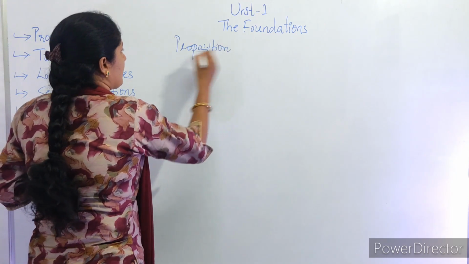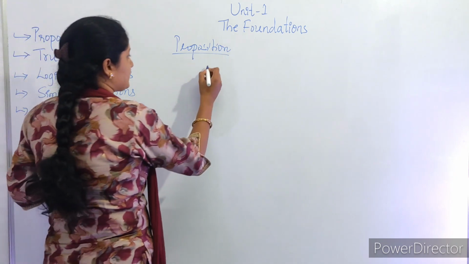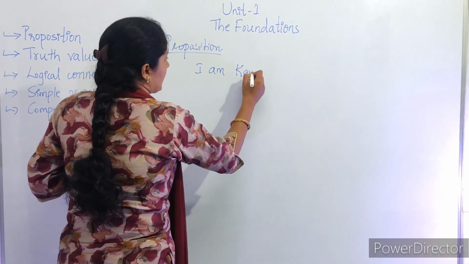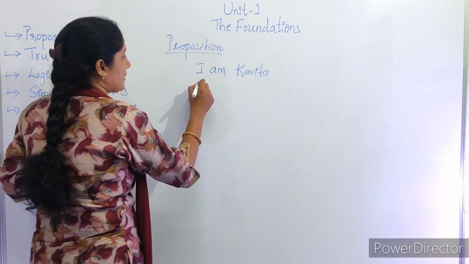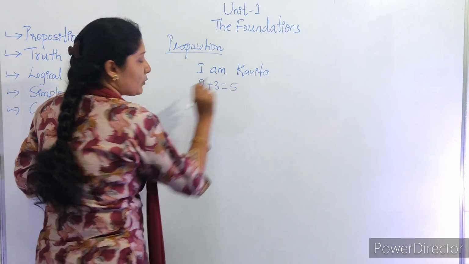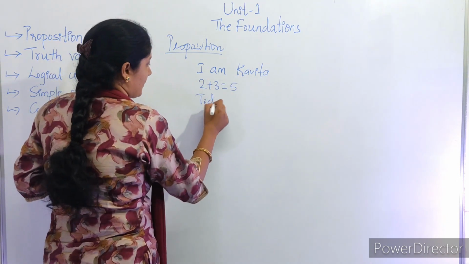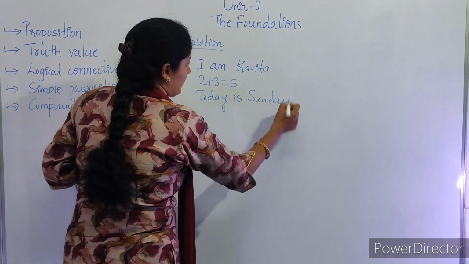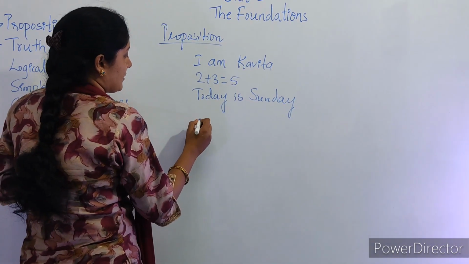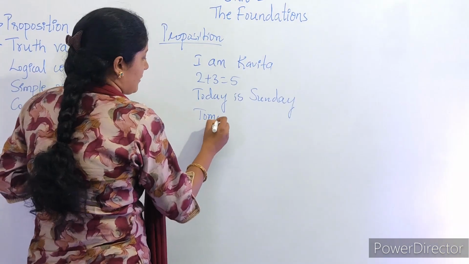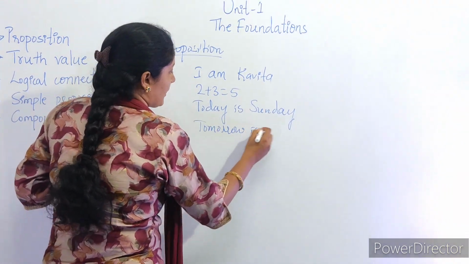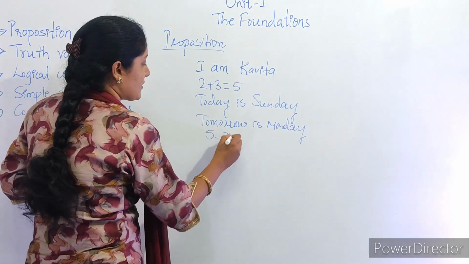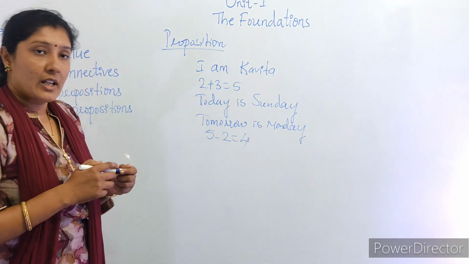Let me write some sentences. For example, I am Kavita. Next, 2 plus 3 is equal to 5. Today is Sunday. And tomorrow is Monday. Next, 5 minus 2 is equal to 4. So what are these actually?